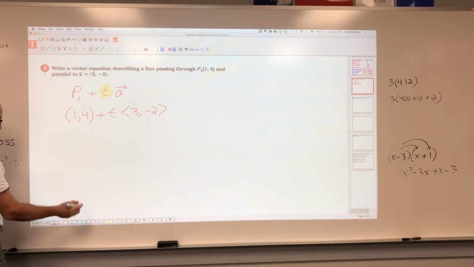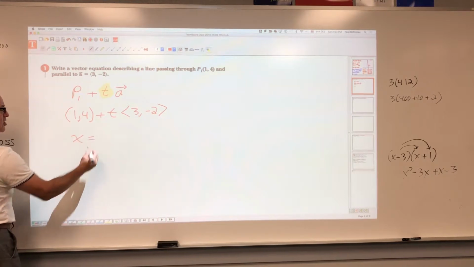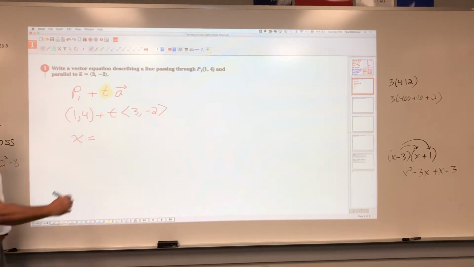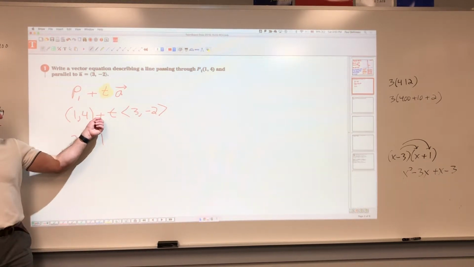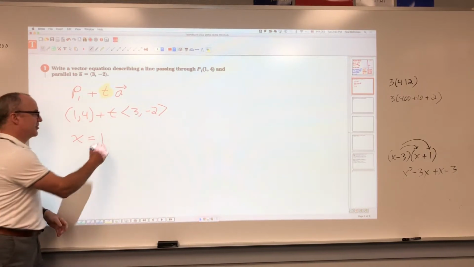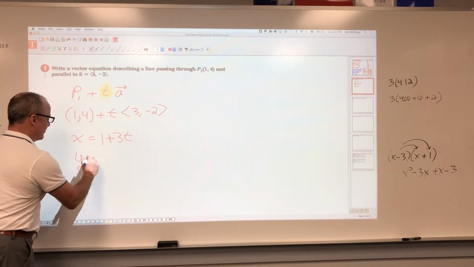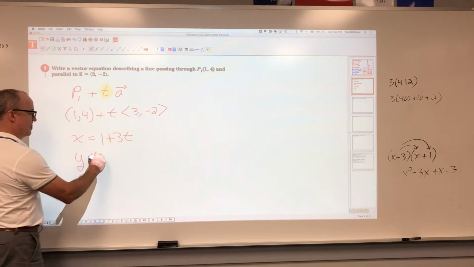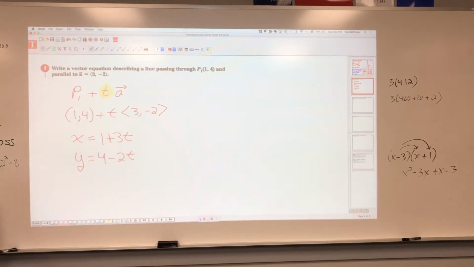All right, now somebody break this down for me. What are the horizontal parts? 1 and 3. Okay. 1 plus, can't just say the 3, you got to add in 3t. 1 plus 3t. And now somebody break down the vertical parts for me. 4 minus 2t. You guys are getting good at this game.